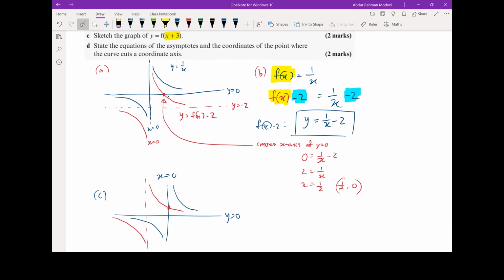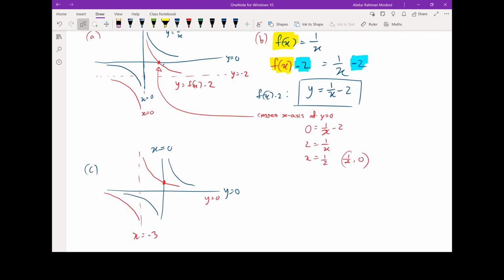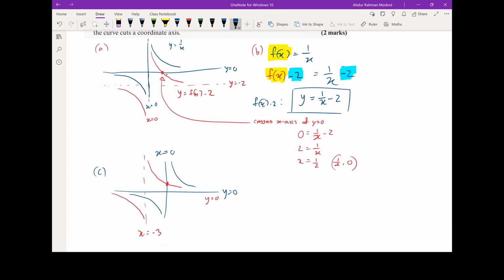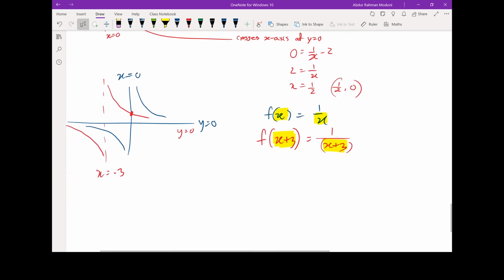So we need to state the equation of the asymptotes and the coordinates of any point where the curve cuts the coordinate axes. So the asymptotes are still x equals minus 3 and y equals 0 remains where it is. In order to determine this point of intersection, like before, we need to determine the equation of this new function. So what was the original function? Well, let's start by writing down f of x is equal to 1 over x. And here we're looking at f of x plus 3. So what's the difference between this f of x plus 3 and the original? Well, we can see here that all the inputs x have been replaced with x plus 3. So anywhere we see x, we need to substitute with x plus 3. So this would be 1 over, and instead of x, we're going to substitute x plus 3. So there's my function, y is equal to 1 over (x plus 3), which is my function f of x plus 3.